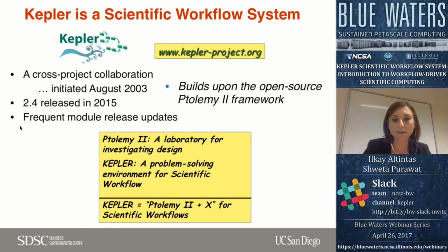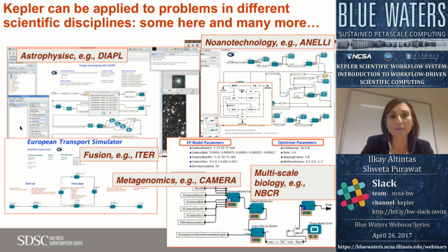So we call, in that sense, Kepler Ptolemy plus X for scientific workflows, because we use that expressive background, but we added a lot of tools into it that can be useful for scientific computing. It's been used in many different domains, more than 100,000 downloads to date in terms of its software adoption. And these domains range from physics to computational chemistry to metagenomics to environmental sensing, and many other application areas, even municipal applications and data science applications related to metro scale studies.